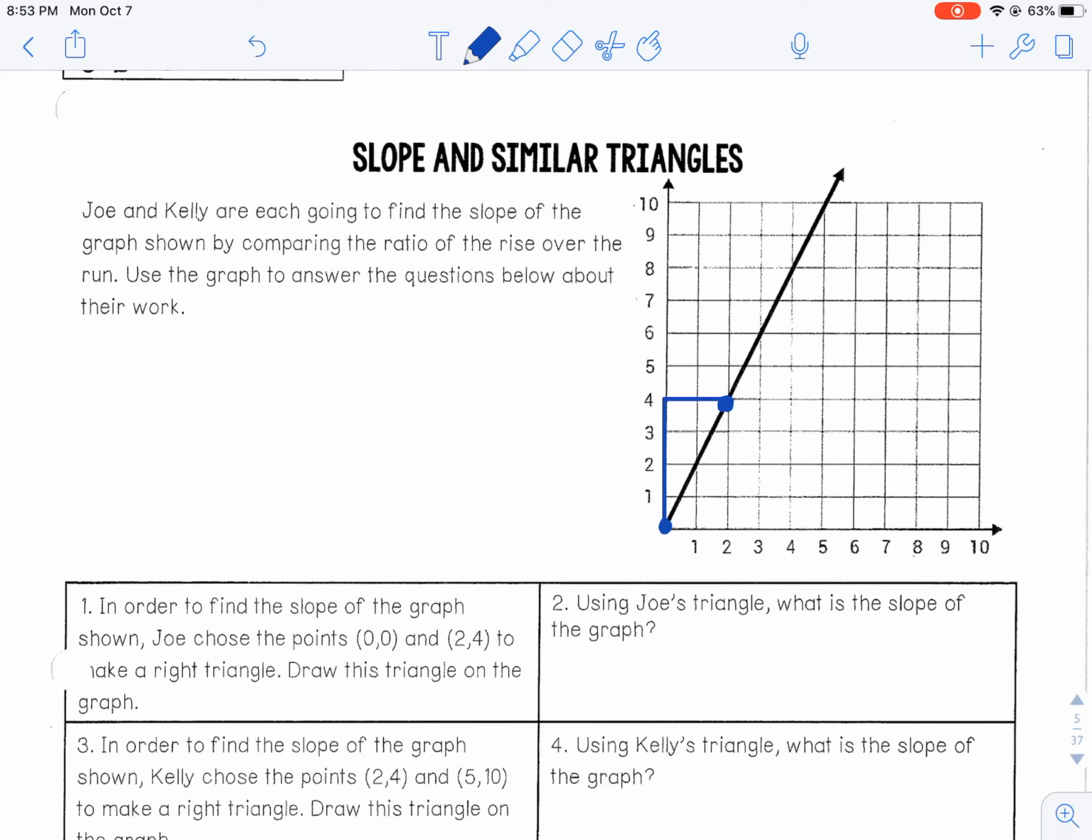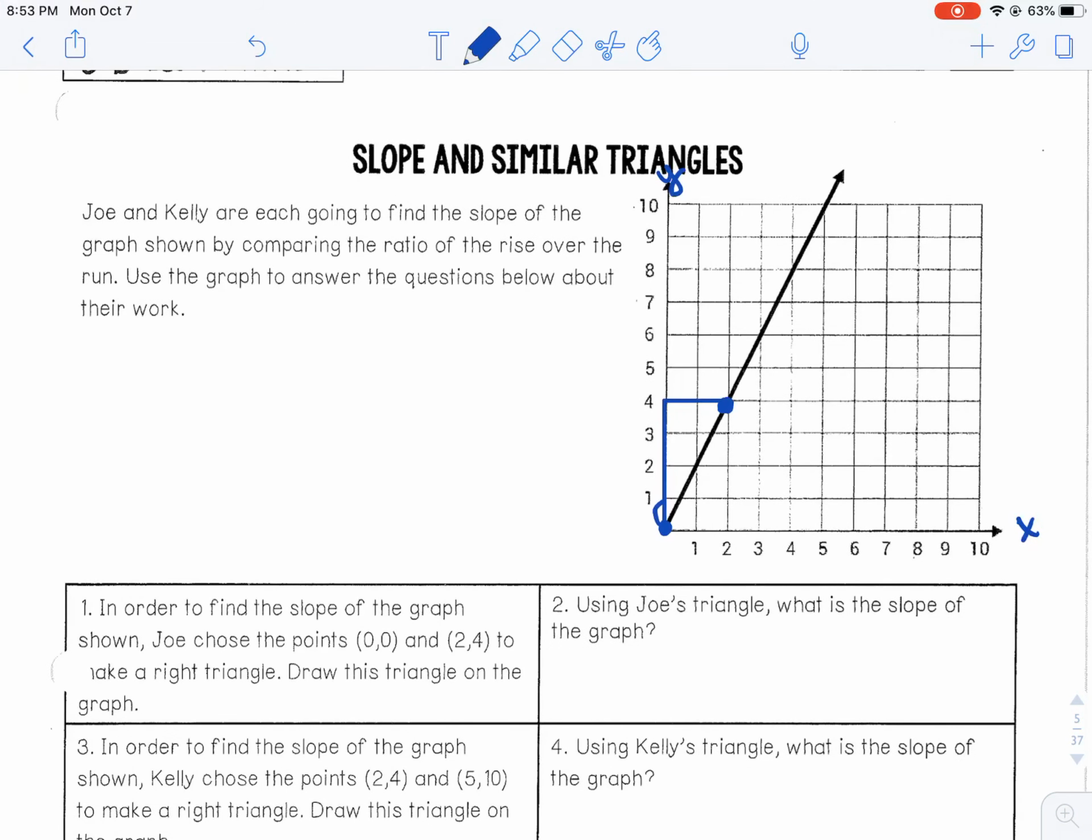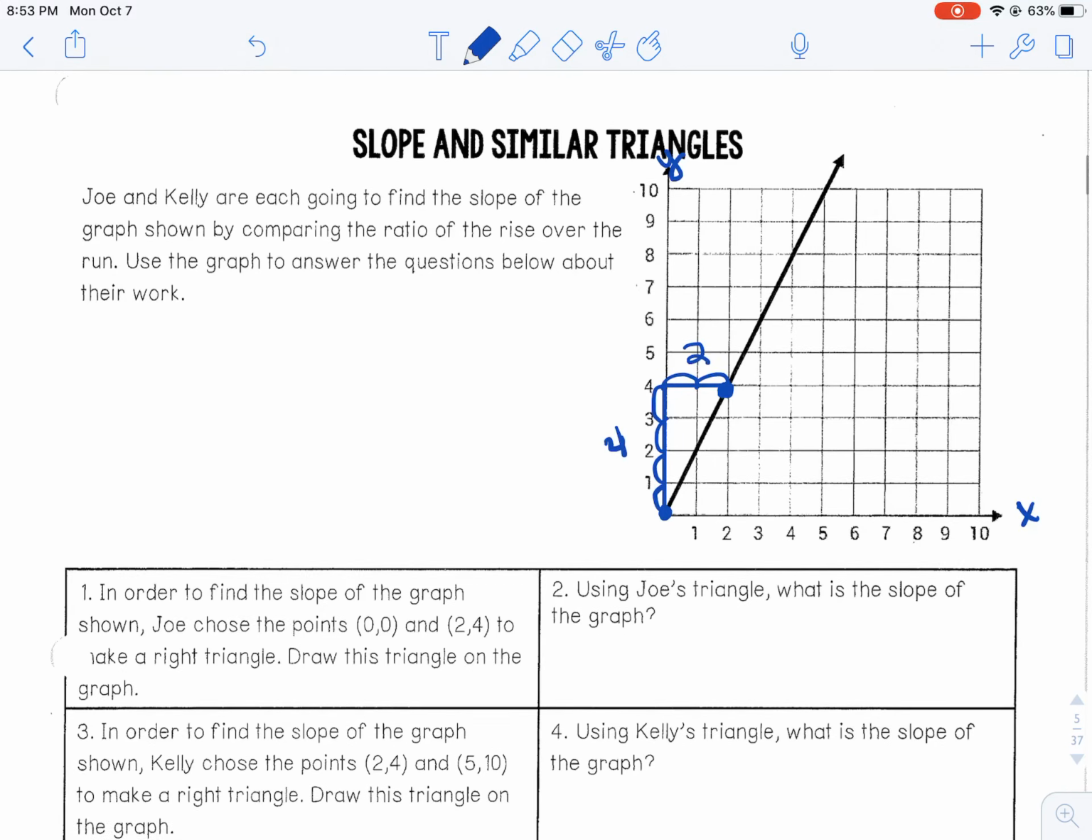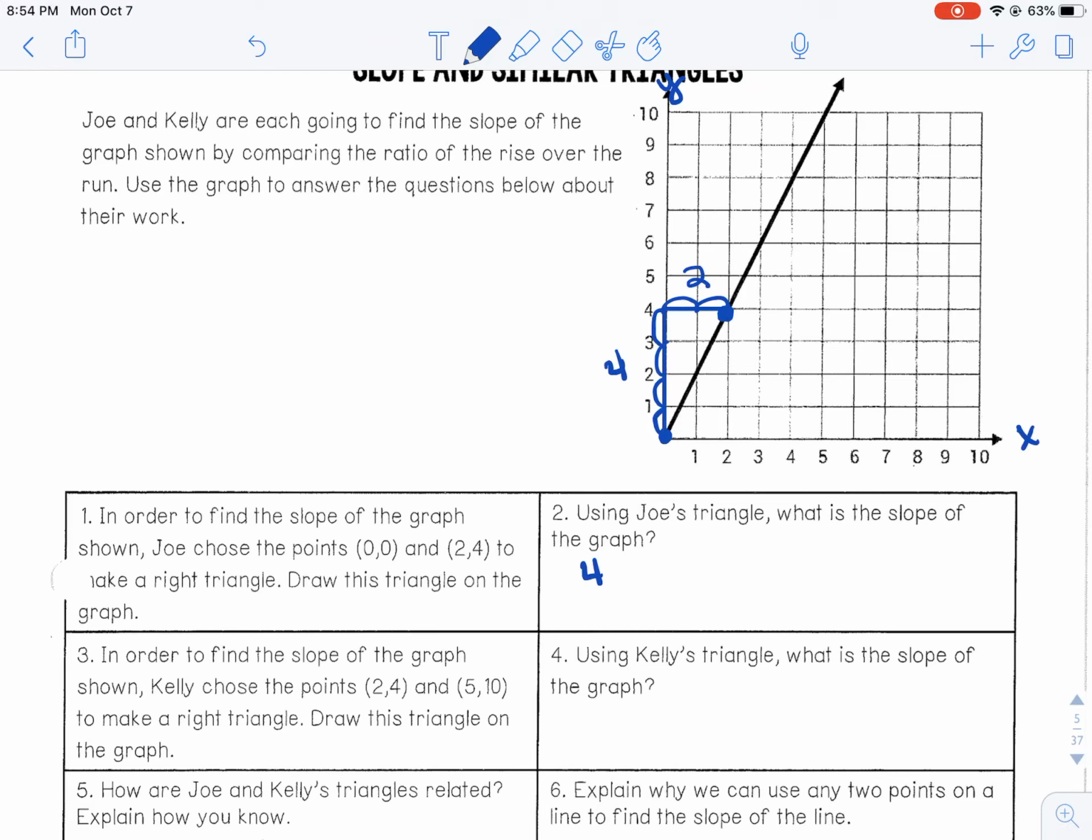Okay. Number 2 says, using Joe's triangle, what's the slope of the graph? Well, always make sure you're looking at the y-axis as well as the x-axis to see what we're counting by. So we're counting by 1, so we're going to rise 1, 2, 3, 4. We're going to do a run of 1, 2. Okay, so that slope is 4 over 2, and we need to simplify that if possible.